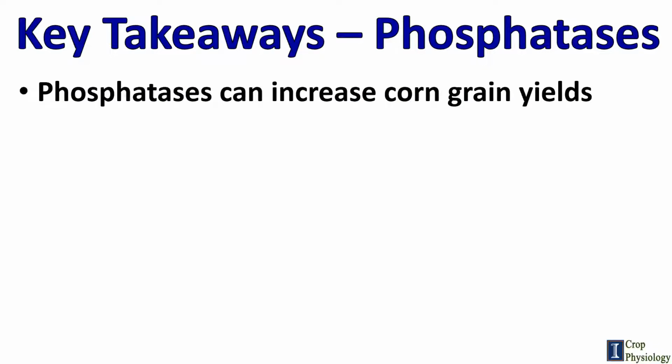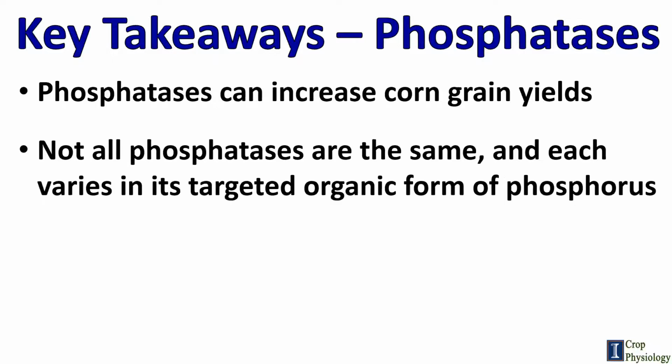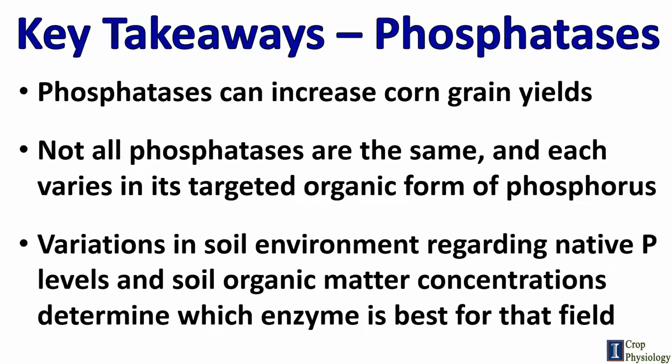So I have seen phosphatases increase yields, seen them decrease yields. They're not each the same, and each one has a different target. And so your soil environment very well may determine which enzyme you need. Like I said, that Yorkville, high organic matter, a lot of manure up there, man, enzymes loved it up there. That low organic matter soil down south, we may have gone in the wrong direction because we were acting on the wrong substrate.